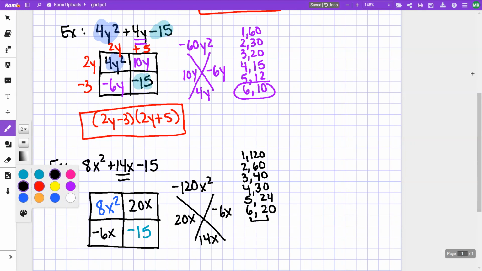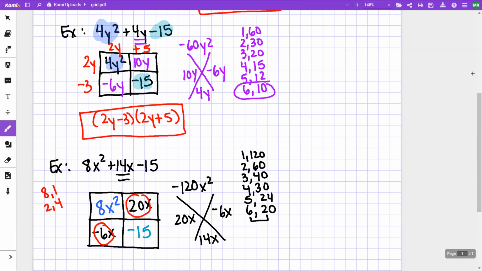Now, when I'm trying to find the outside, to get an 8x squared, it could be an 8 and a 1 or a 2 and a 4. Looking at the 6 and the 20, 8 is not going to work for either of those. So it has to be the 2 and the 4. 4 is not going to help with the 6. So my 4x is going to go here and get the 20. And my 2x is going to go here and get the negative 6x.